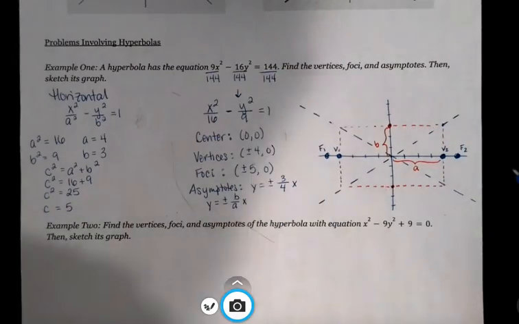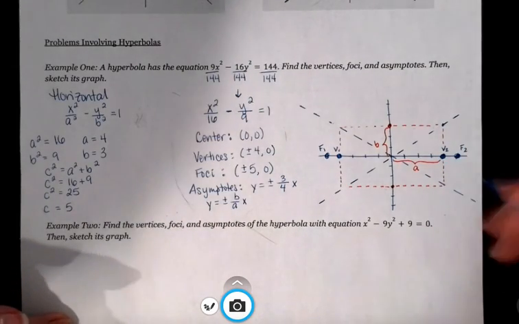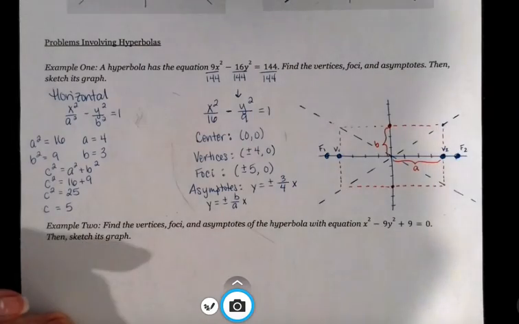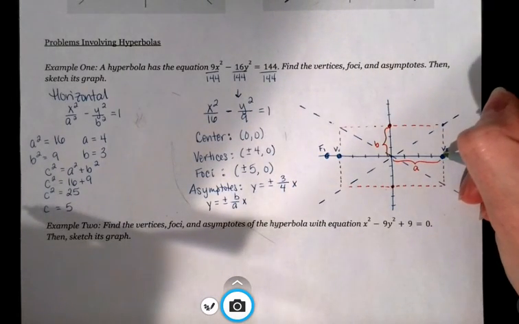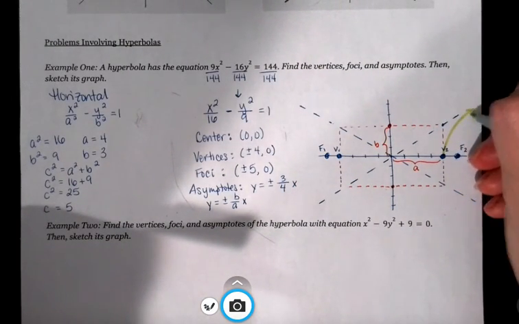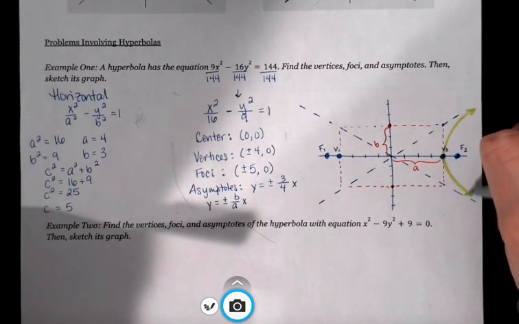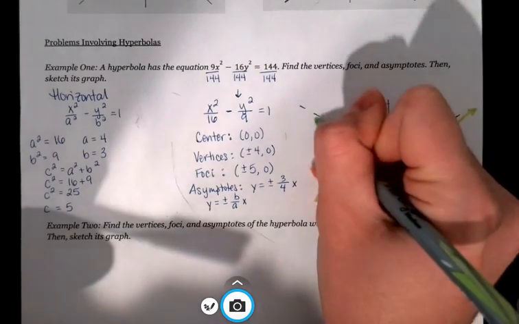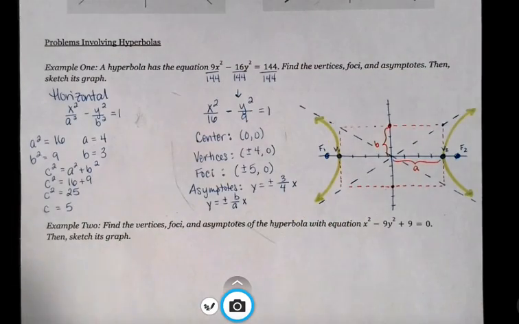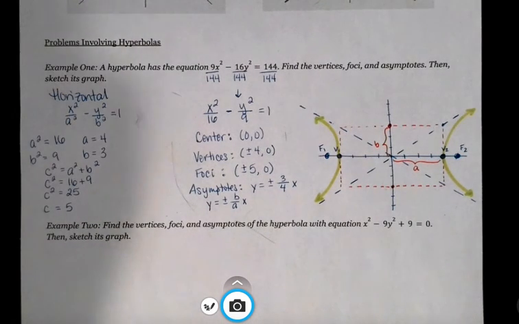So my graph always goes through my vertex, never my focus. So coming from the vertex, actually, I'll do a different color so it stands out. We're going to come here. We're going to get really, really close to our asymptote on both sides. Same thing here from our other vertex. Oop, that one kind of got a little close. And then that's my hyperbola, and I'm done. So there's a little bit extra work since we have to make the boxes, or we have to graph the asymptotes, however you want to graph them, and then we have our hyperbola.